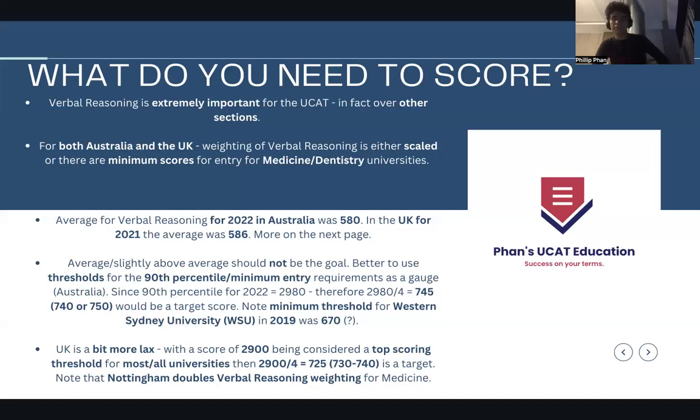And pretty much with the 90th percentile, it's 2980, which means that you should be going for around 740 or 750. Okay, but you might be thinking that's going to be pretty hard. And in fact, I didn't really get 740, 750 myself. I actually ended up getting 740, so that's okay. But the minimum threshold for Western Sydney University in 2019 is actually 670. So if you want to get into Western Sydney University, you need to get at minimum 670.